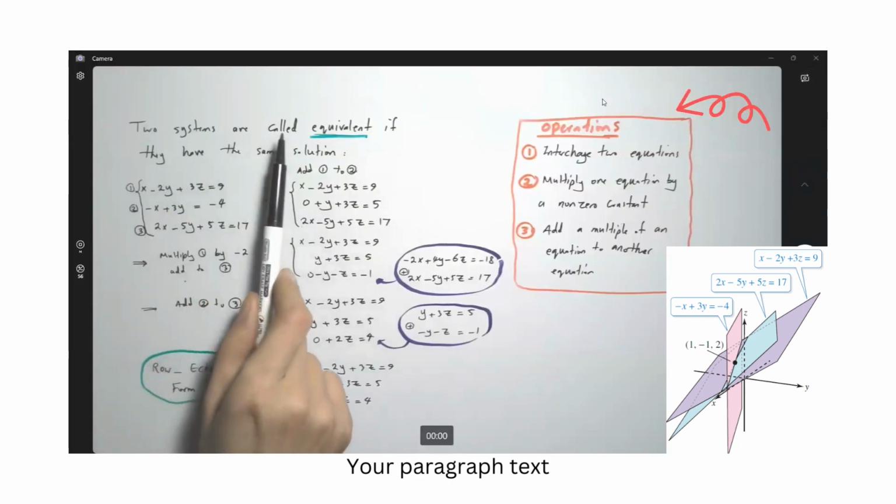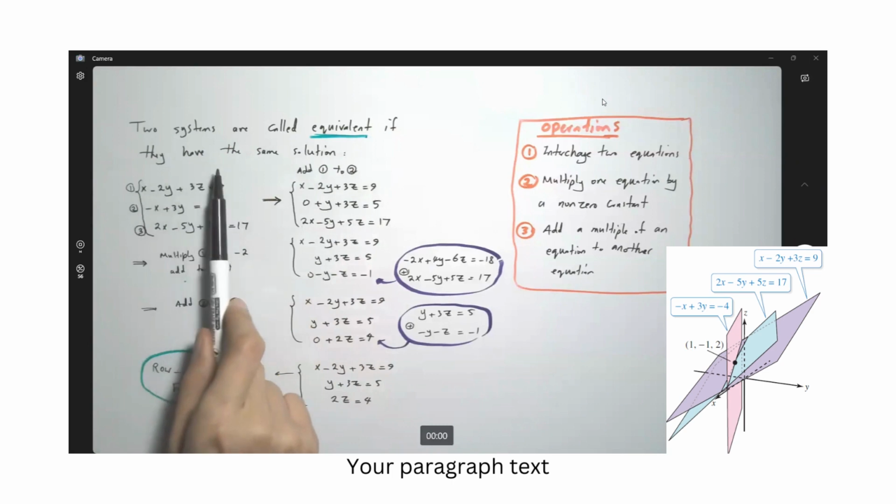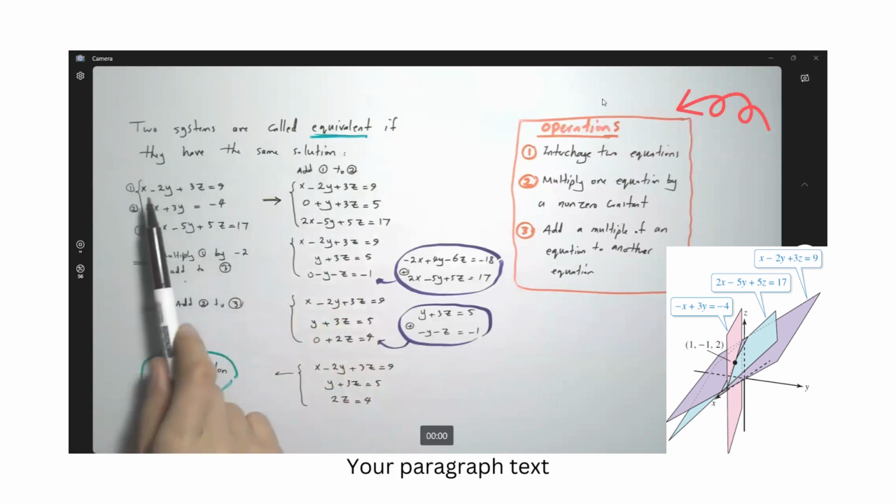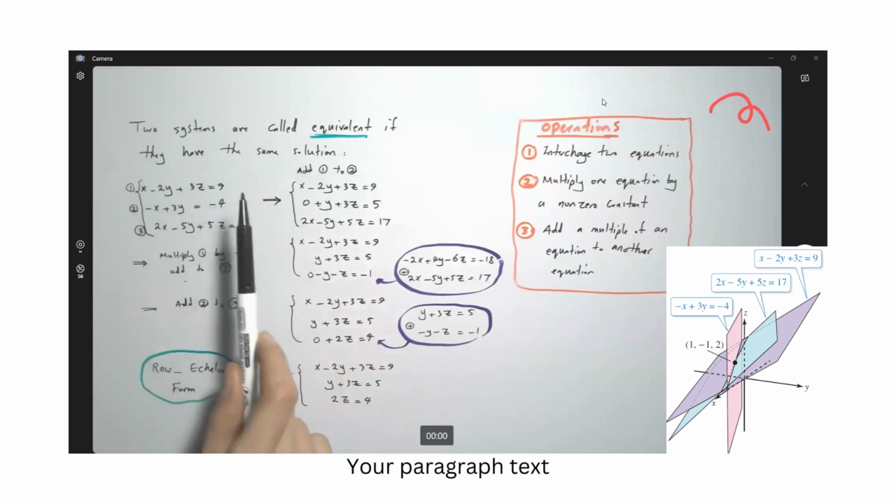Two systems are called equivalent systems if they have the same solution set. For example, suppose you have an ugly looking system like this.